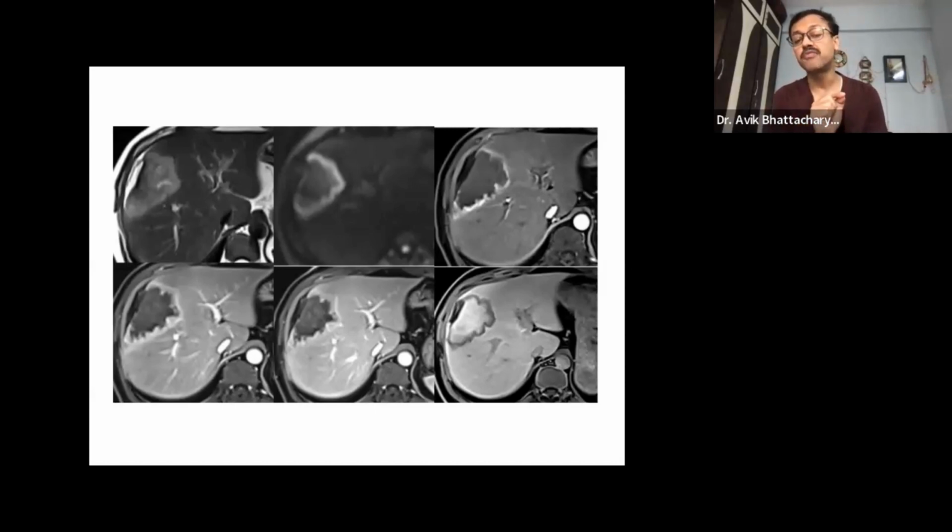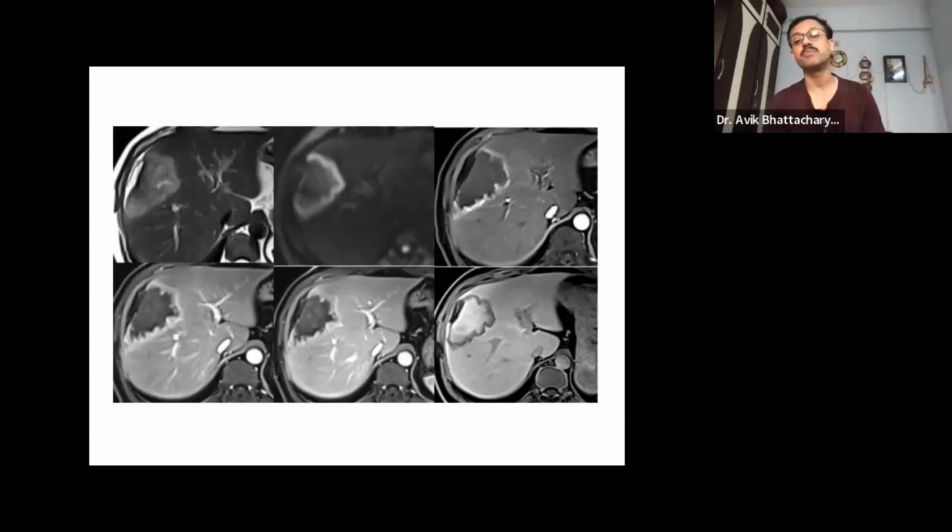It is typical rim-like diffusion restriction. Centrally, it's not diffusion restricted, peripherally restricted. The enhancement is also rim-like enhancement. Washout is again rim-like washout. And if you see the delayed images, you see the central filling in or delayed central contrast enhancement. So this is a telltale feature of intrahepatic cholangiocarcinoma.